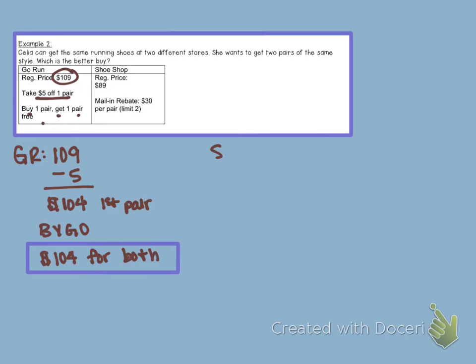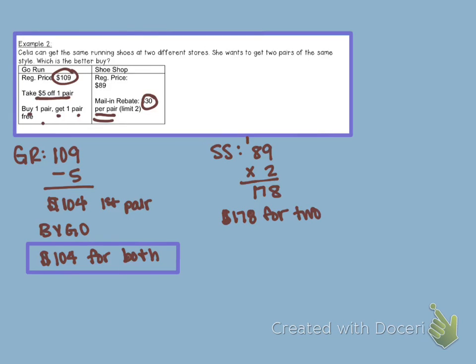For Shoe Shop, its regular price is $89, so already the regular price is cheaper. You get a mail-in rebate for $30 per pair. Now, per pair means that we get 2 rebates. So we're buying 2 shoes. So that means that I have to pay this $89 twice. So we're going to multiply it by 2. So 9 times 2 is 18. And then 8 times 2 is 16, plus 1 is 17. So it looks like we're paying $178 for 2.